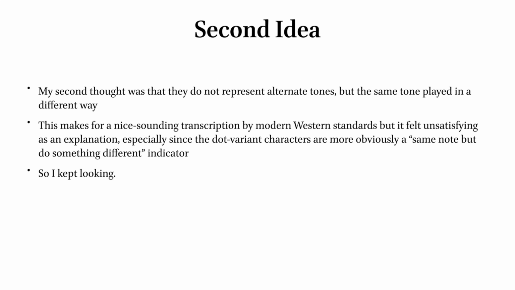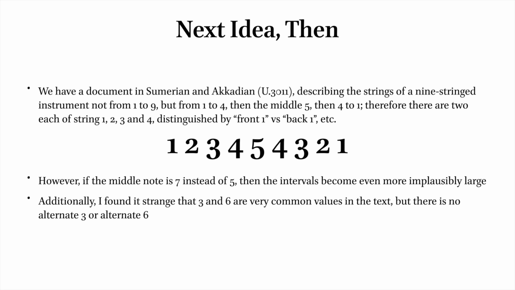We have a document that is written in both Sumerian and Akkadian describing the strings of a 9-stringed instrument, not from 1 to 9, but 1, 2, 3, 4, 5 in the middle, and then 4, 3, 2, 1. So there are two strings called the first string, two strings called the second string, the difference being one is front one, the other is back one, front two, back two, so on and so forth.